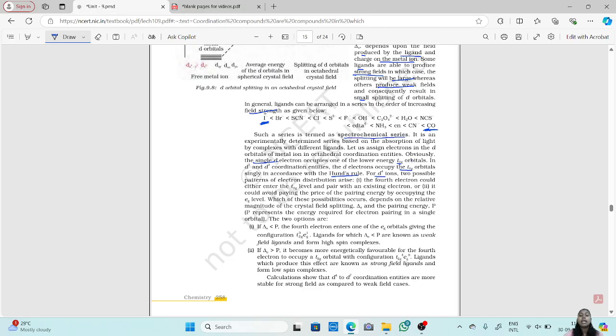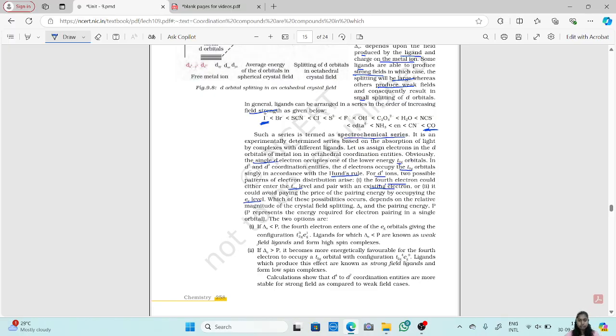For d4 ions, that means 4 electrons in the d orbitals, two possible patterns of electron distribution arise. First, the fourth electron could either enter the T2g level and pair up with the existing electron, or it could avoid paying the price of pairing energy by occupying the eg level.